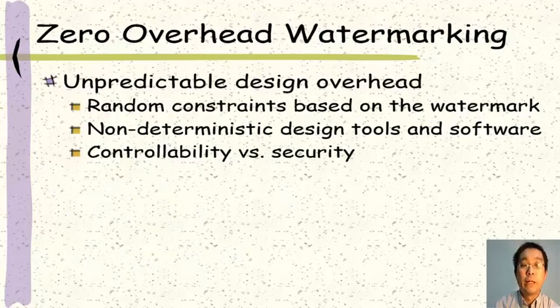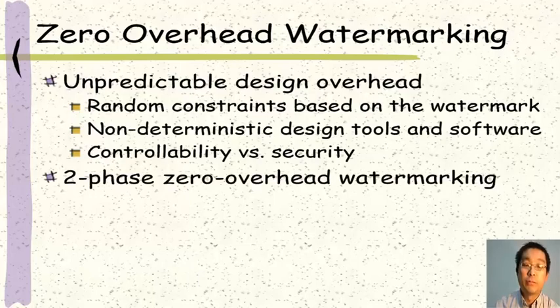The design overhead and the performance degradation caused by watermarking is unpredictable, and in many cases, they are also uncontrollable. This is due to the randomness of the additional design constraints based on the random watermark, and also the fact that most design tools contain non-deterministic algorithms. In addition, if we want to control the design overhead, the security of the watermark might be compromised.